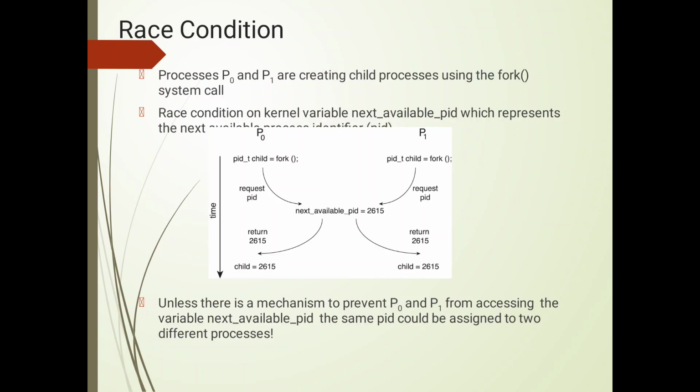Consider a race condition where processes P0 and P1 are created using the fork system call. The race is on the kernel variable next_available_pid, which represents the next available process identifier. Unless there is a mechanism to prevent P0 and P1 from accessing the variable next_available_pid at the same time, the same pid would be assigned to two different processes.